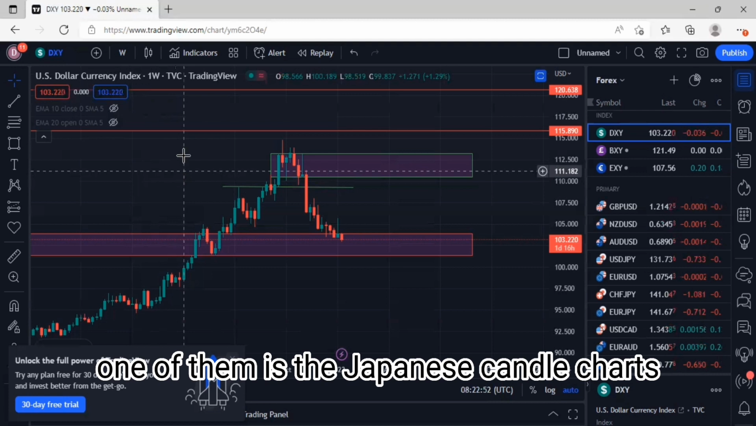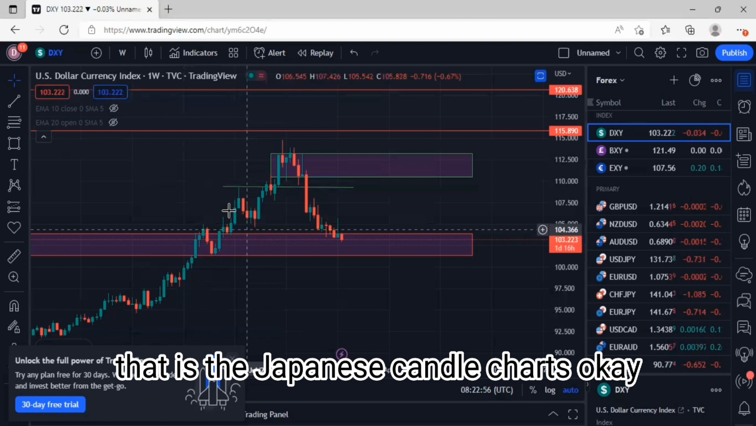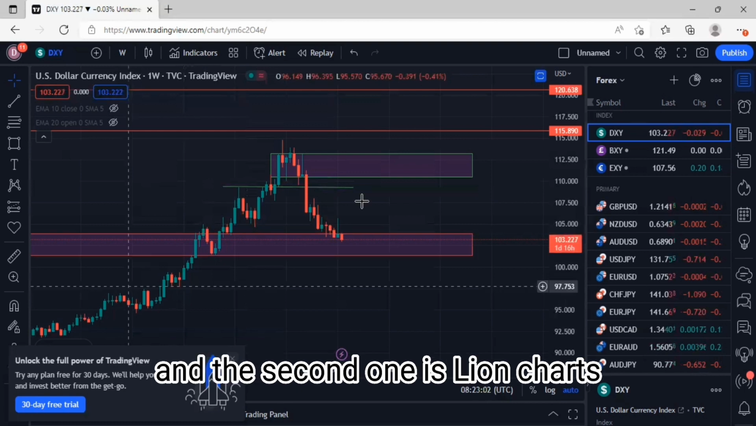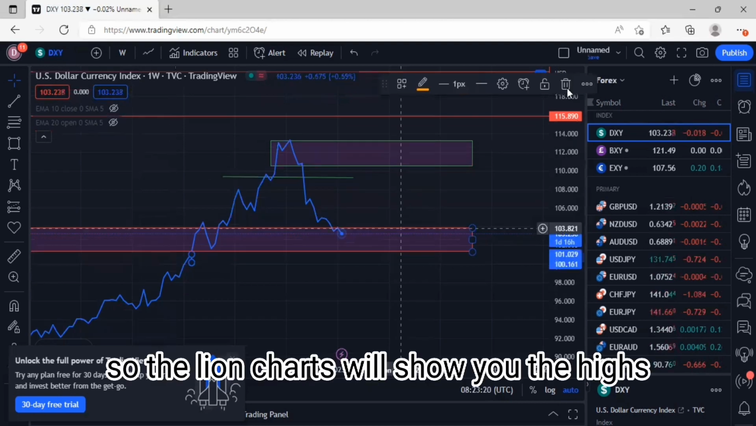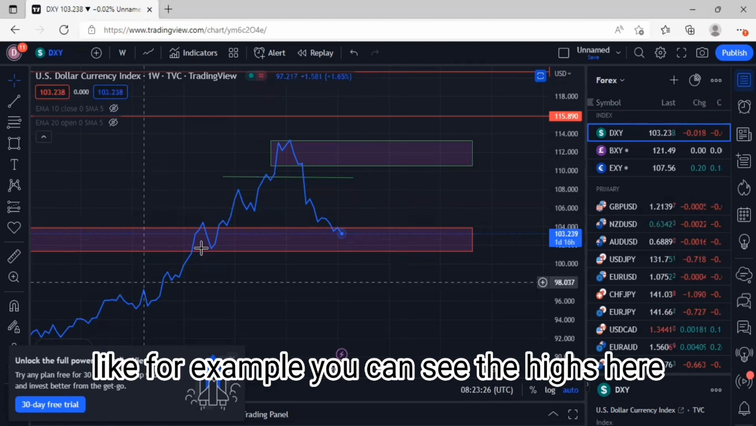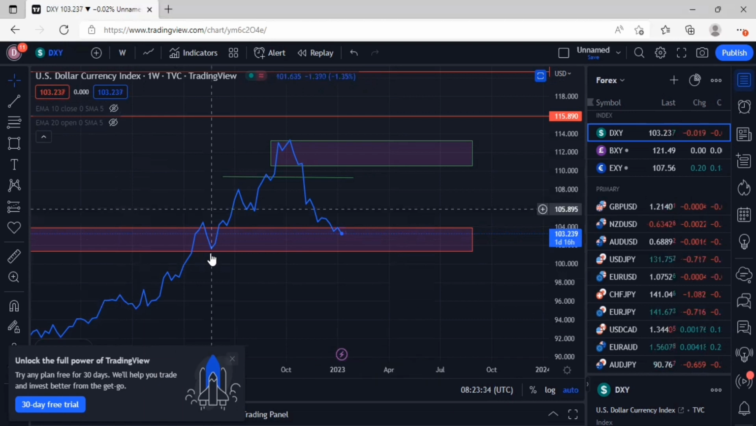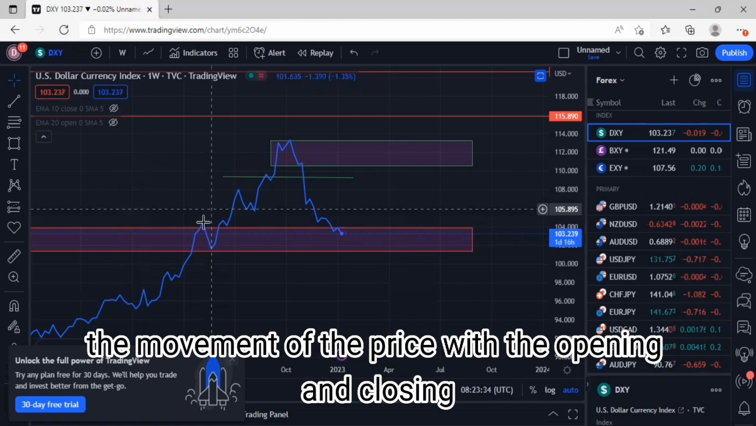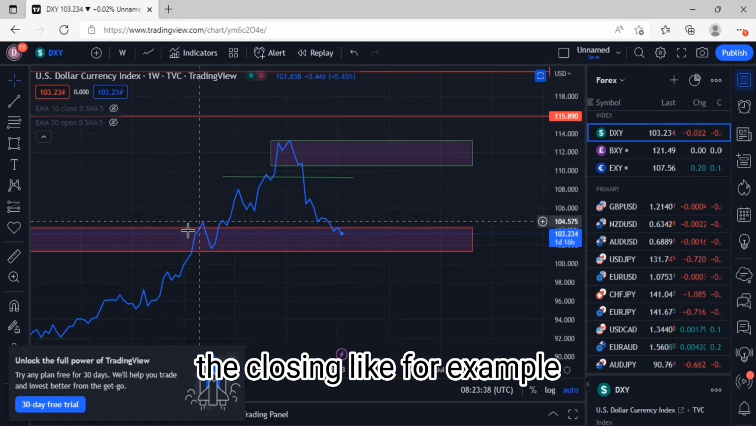One of them is the Japanese candle chart, the one you are seeing on my screen right now. And the second one is the line chart. So I'm going to show you the line chart. This is the line chart. The line chart will show you the highs and the lows of the forex market. For example, you can see the highs here, the lows. It will show you the movement of the price, with the opening and closing.